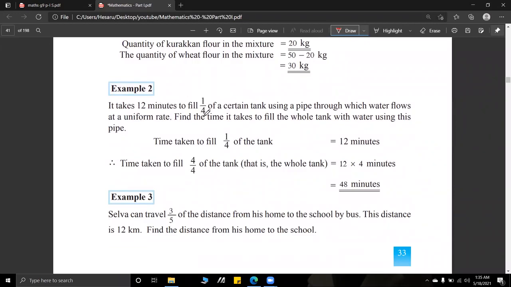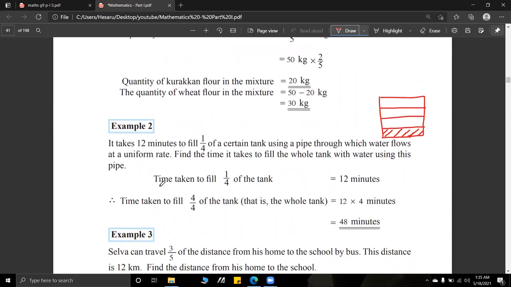And the next one is: it takes 12 minutes to fill 1/4 of a certain tank using a pipe through which water flows at a uniform rate. So there's a tank like this. Always try to draw a diagram. It will be easier to handle the situation most of the time. If we divide this tank into four similar parts, then in order to fill 1/4, 12 minutes will be consumed. Find the time it takes to fill the whole tank with water using the pipe.